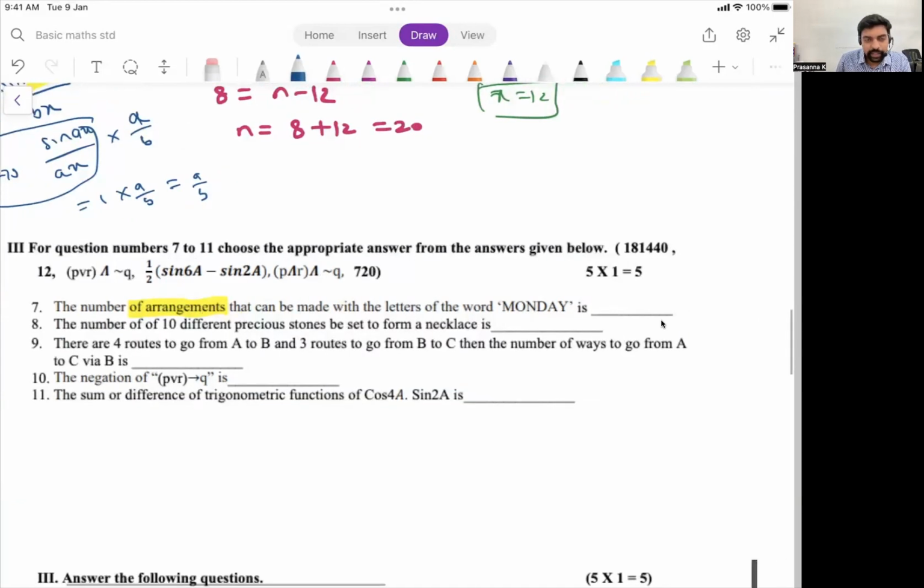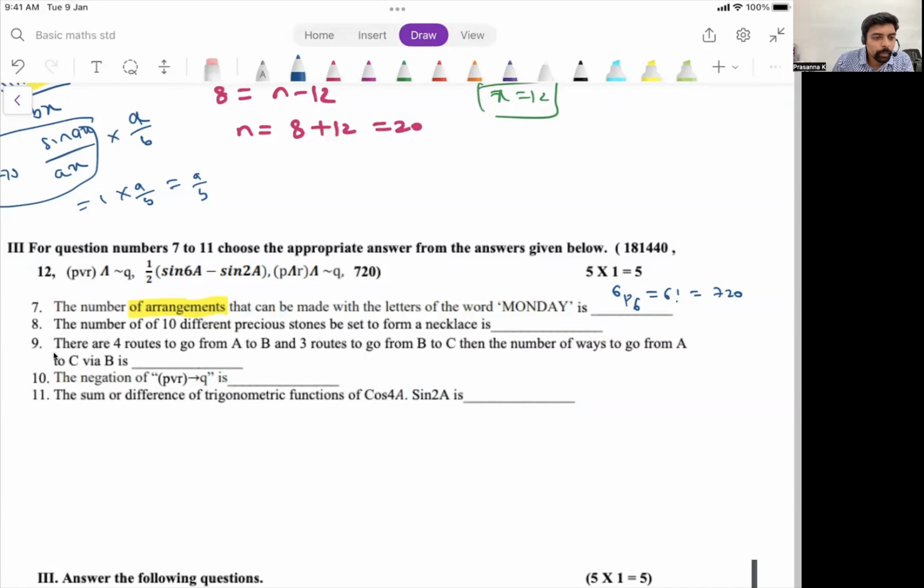Now there are 6 letters here. 6 letters can be arranged in 6P6 ways. All right. So if you simplify 6P6, you will get 6 factorial. 6 factorial is 720. 6 into 5 into 4 into 3 into 2 into 1.